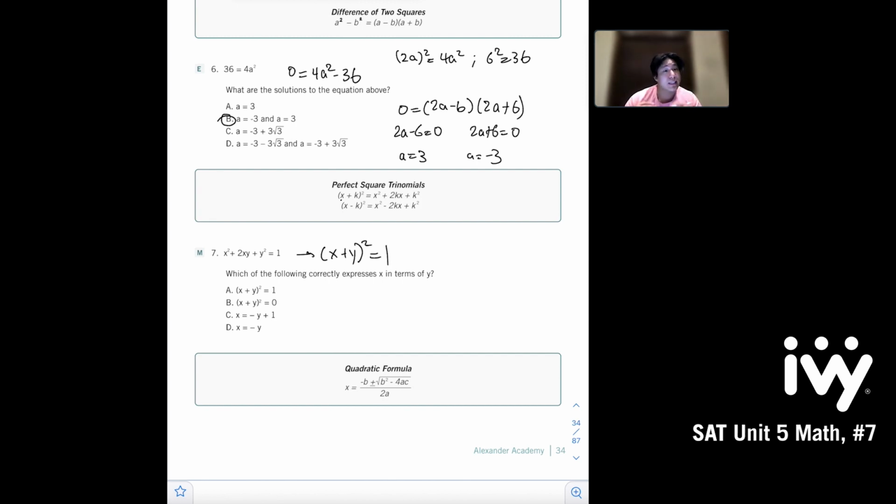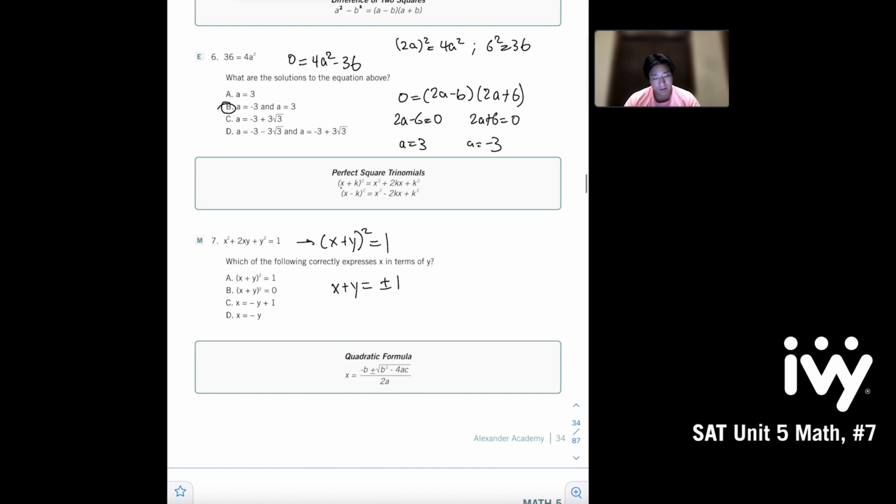Now what we can do is take the square root of both sides so that we get x plus y is equal to plus minus 1, positive or negative here. And since we're looking for x in terms of y, let's just go ahead and subtract y from both sides. We have x is equal to negative y plus minus 1. So that's going to leave us with c as one possibility. Of course, we could also have x equals negative y minus 1, but that's not an answer choice here.